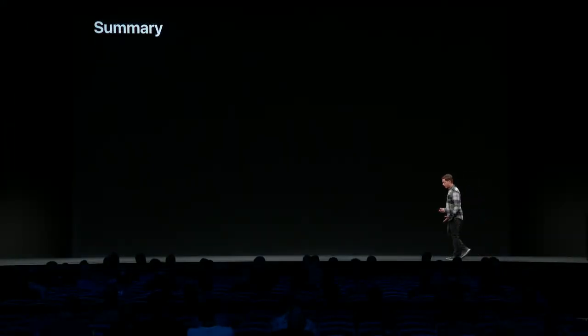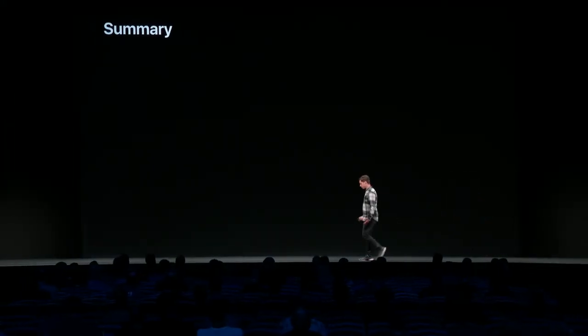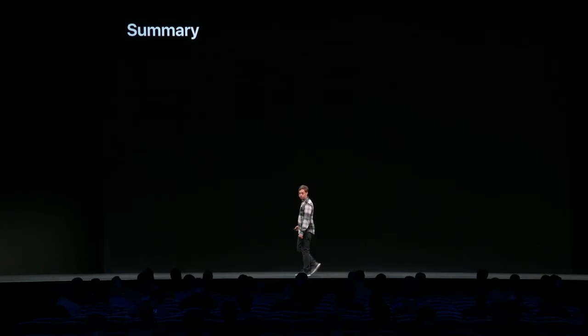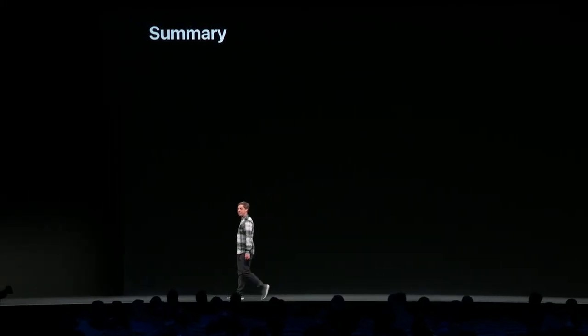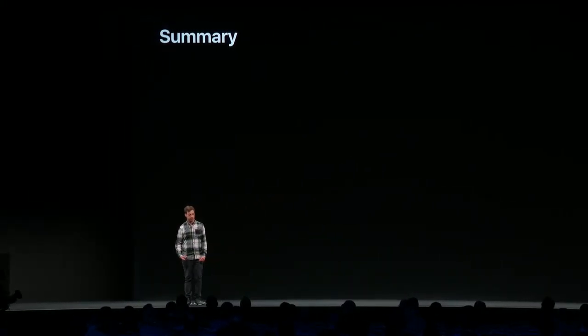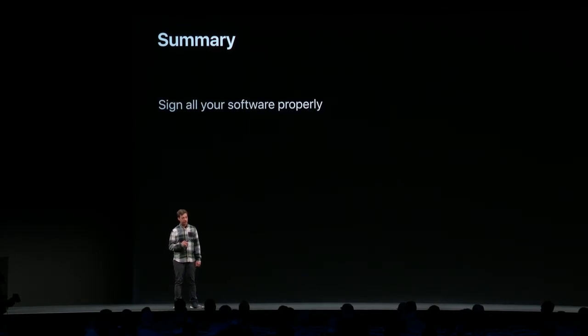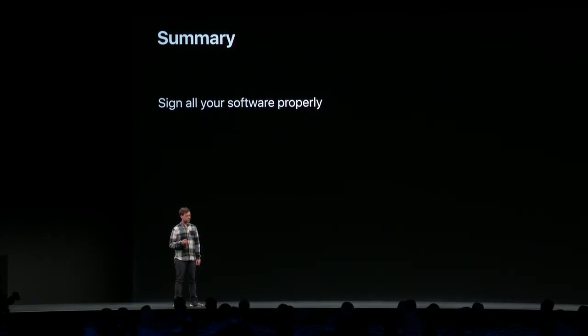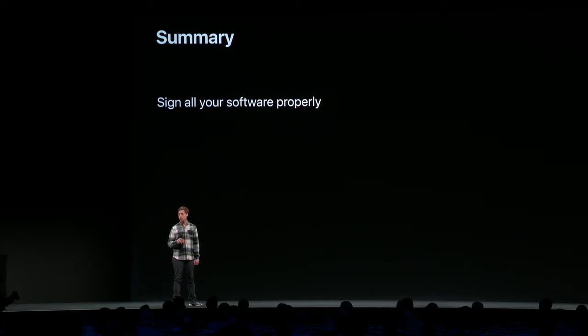I know that that was a lot of information to digest in one short talk, but there's a few important things that I really want you to take away from this conversation. First, it's really important to sign your software properly using inside-out code signing. This is important not just so that Gatekeeper can verify your software hasn't been tampered with, but also for notarization.